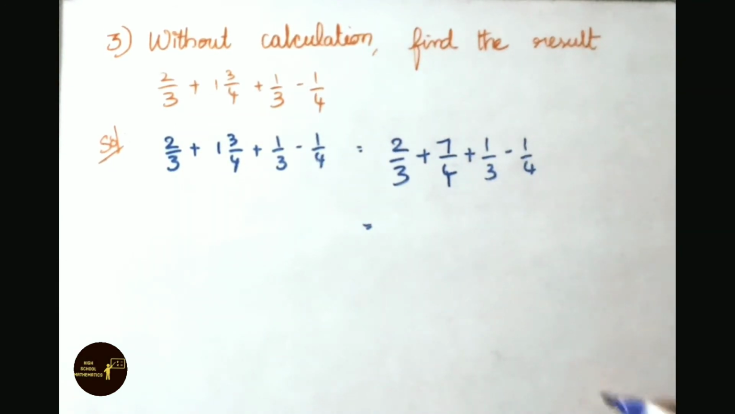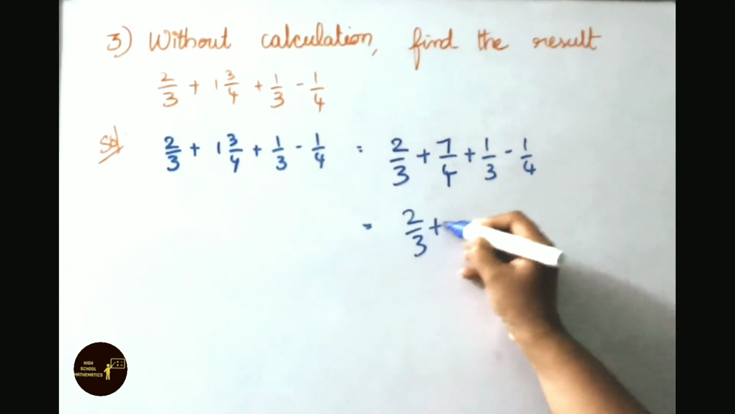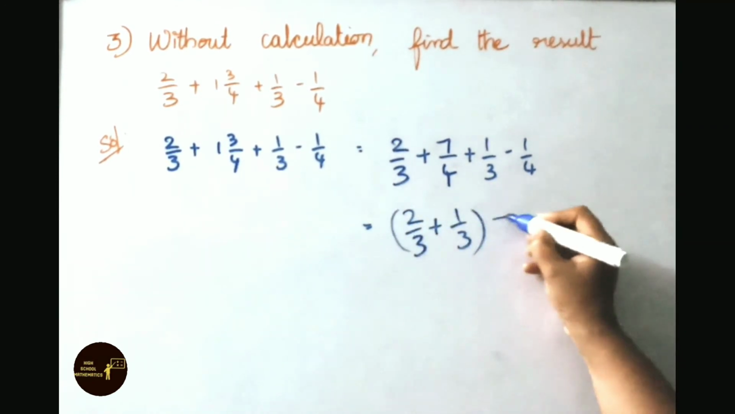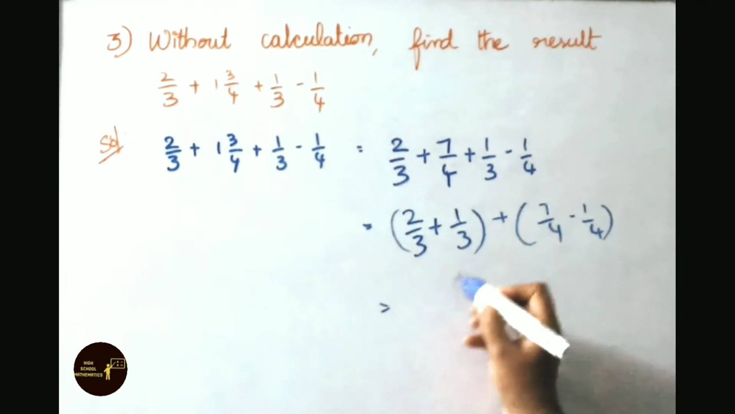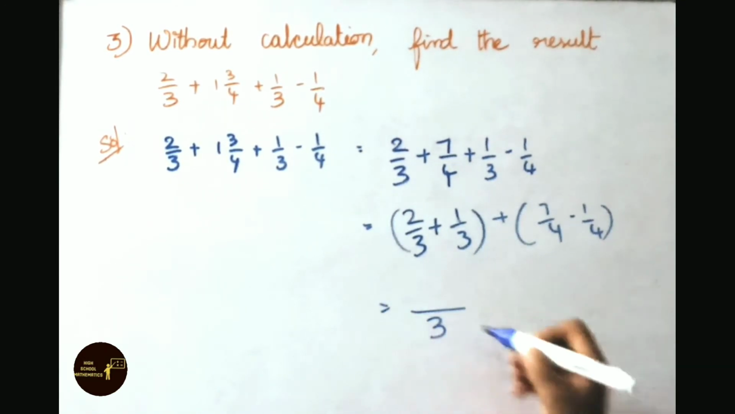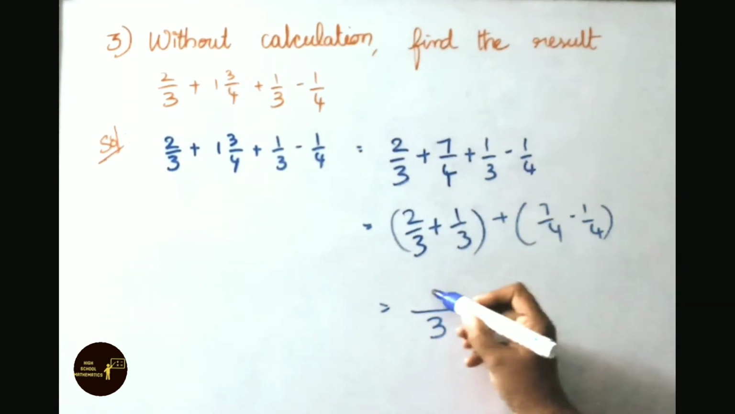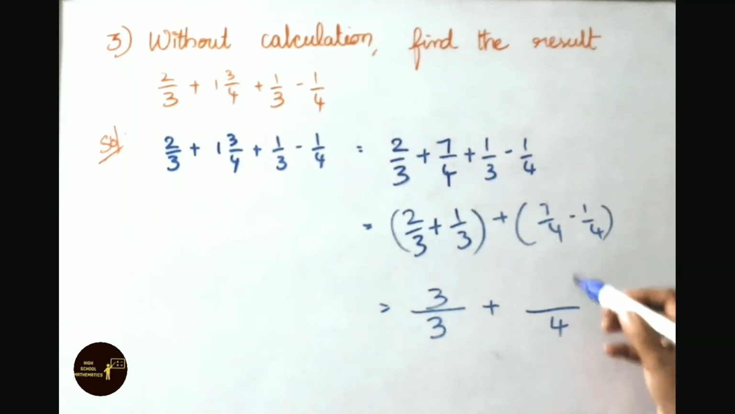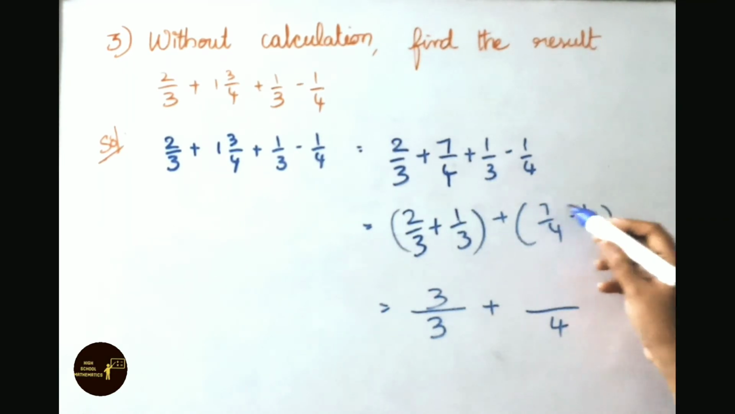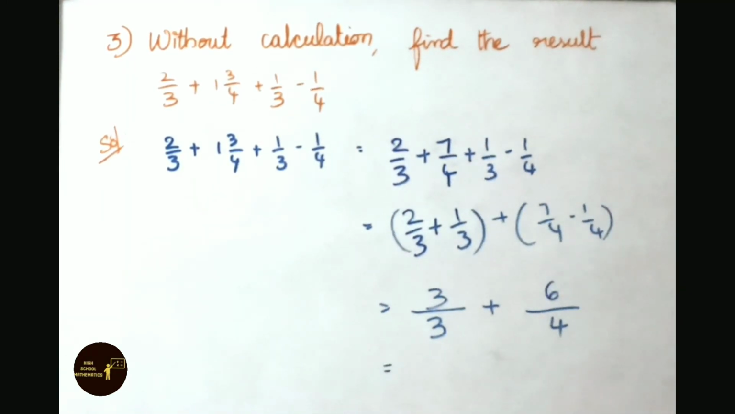Now group the like fractions. 2 by 3 plus 1 by 3 plus 7 by 4 minus 1 by 4. Here the denominators are the same, so write down 3 as the denominator. So 2 plus 1 is 3, and here the denominators are also the same, so take 4. Now subtract the numerators, 7 minus 1 is 6. 1 plus, we can convert 6 by 4 into simpler form.